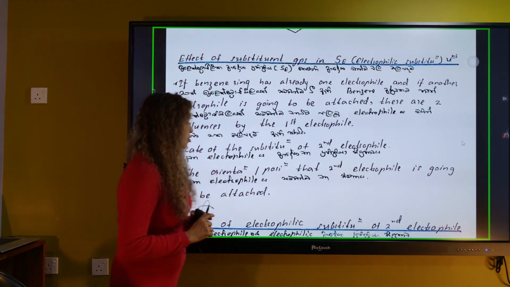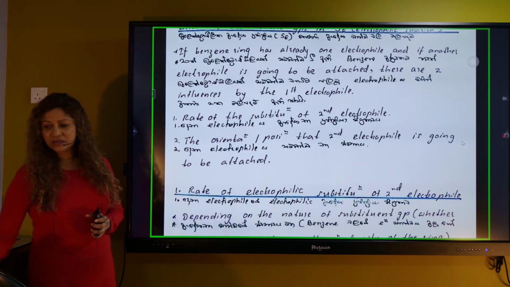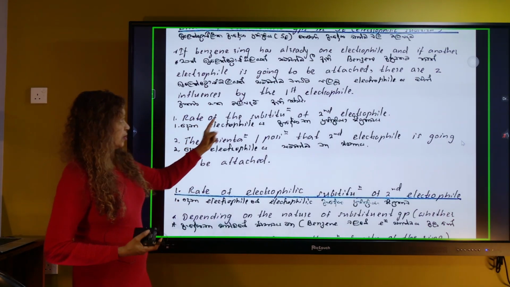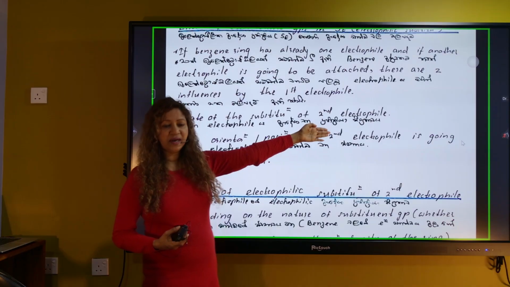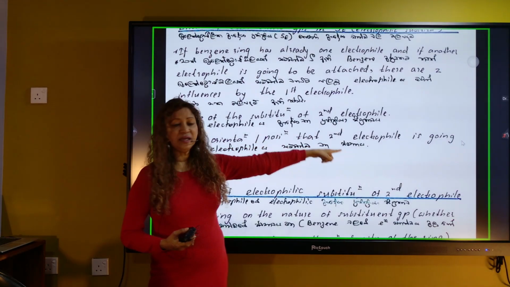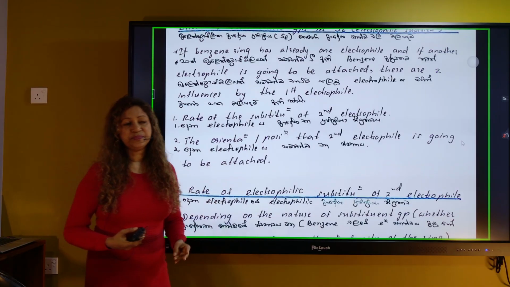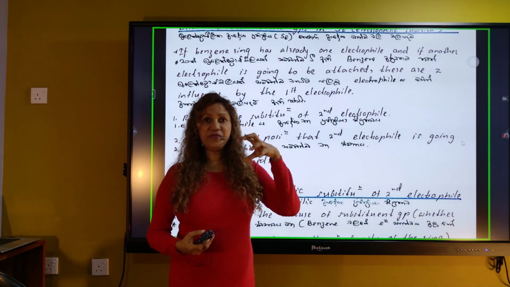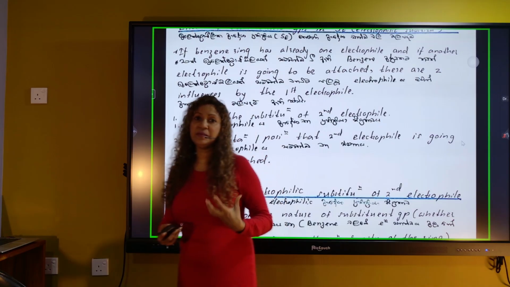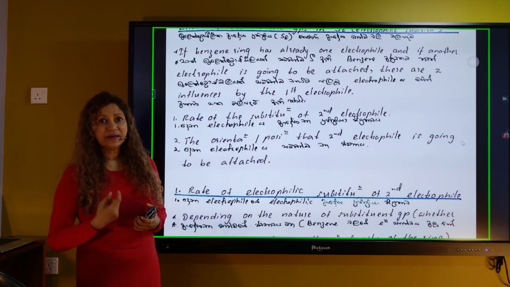So there are two different ways to control the second electrophile by the first group: the rate of the substitution of the second electrophile, and the orientation or position that the second electrophile is going to attach. Rate and position. Alright. So if you are providing electrons to the benzene ring, you are activating the benzene ring, so the second electrophile gets in very easily and rapidly.